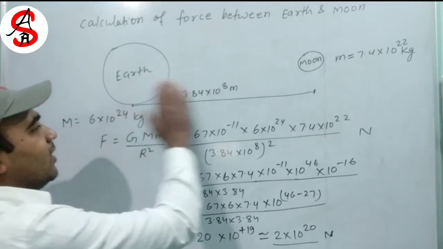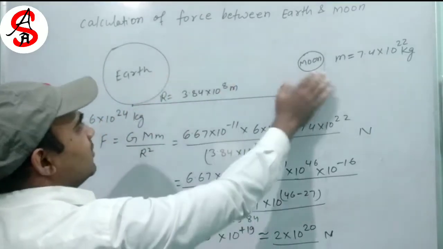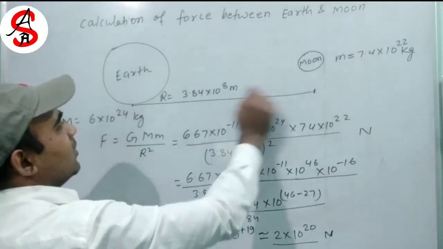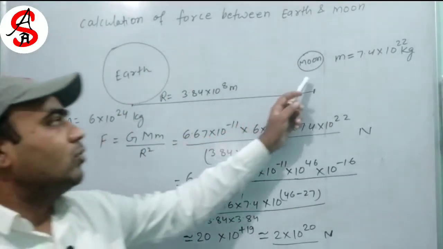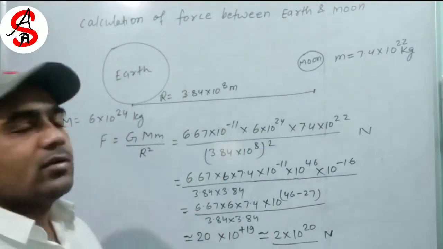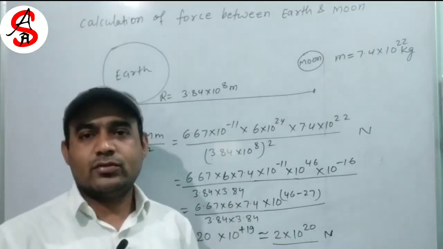Okay, here Moon and Earth. This is the Moon and this is the planet Earth. So the Moon also revolves around the Earth due to gravitational force.